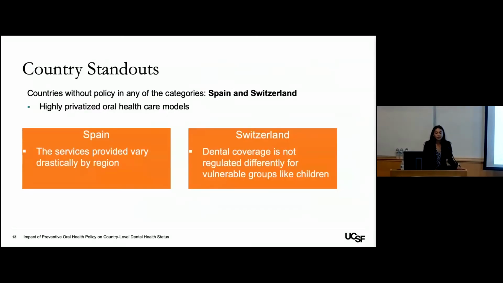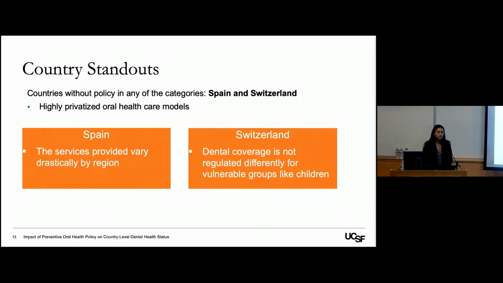I'd like to talk a bit about some country standouts. So Spain and Switzerland, these were countries without any policy in any of these categories. So I was looking for trends between the countries, and both of these countries operate under highly privatized oral healthcare models. Spain specifically, the services provided vary drastically by region.